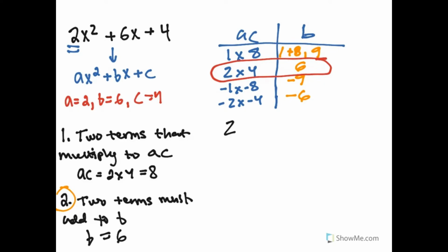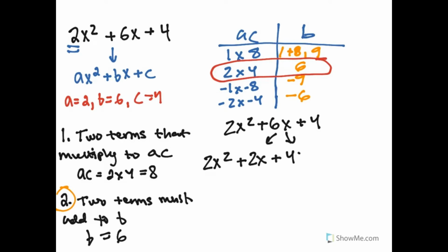So now we go back to our original equation, which is 2x squared plus 6x plus 4. And what you do with the two magical numbers that you found is you split up the center term. So what I mean is we'll write 2x squared plus 2x plus 4x. The 2 and the 4 are the factors in our table. And then we need to add our c.